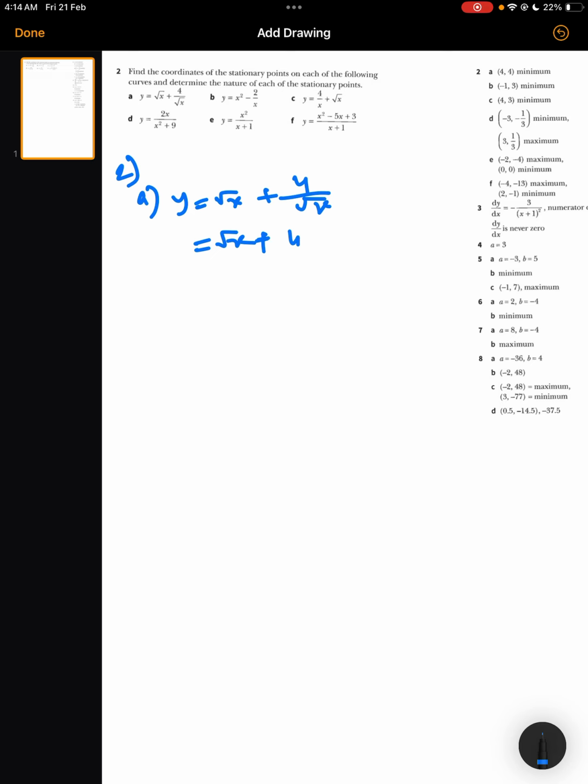So we can write it as 4x to the power minus half. Okay, as a y, basic algebra: y equals 1 by 2 root over x minus 2 by x to the power 3 by 2. First differentiation.